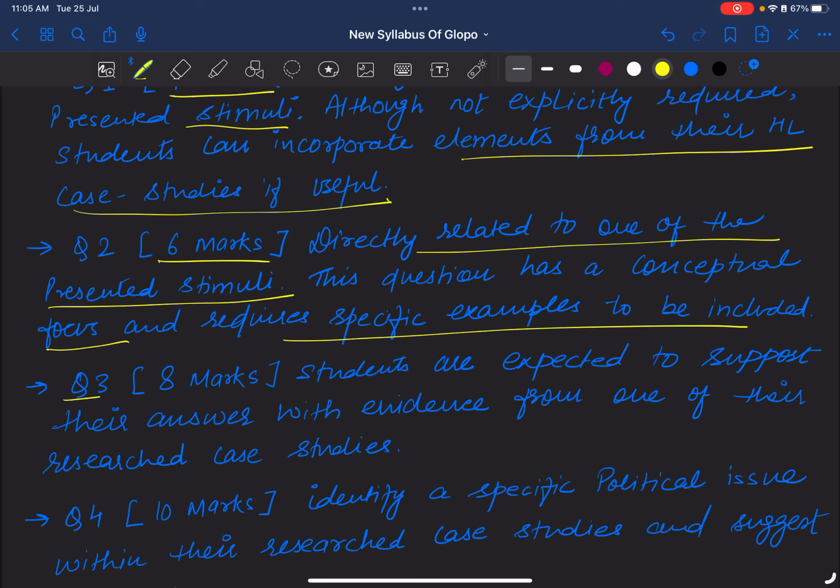Clear? Question number 3 would be of 8 marks. Students are expected to support their answer with evidence from one of their researched case studies. Those researched case studies come from the global political challenges. How many global political challenges are given? There are 8 global political challenges. You are studying those in depth, analyzing them by connecting to the case studies, by knowing about the political issue, by applying state actors, non-state actors, frameworks, political systems, everything, and by thinking about the solutions as well.